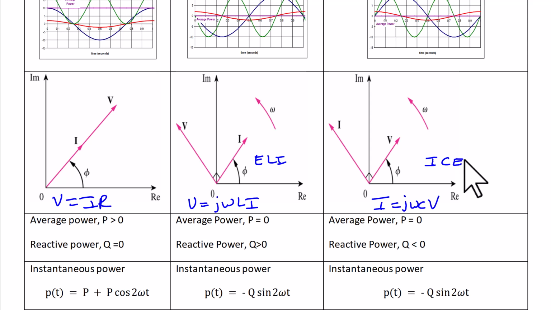So the resistor has an average power, P greater than 0, and the reactive power, Q, is equal to 0. The inductor has an average power, P equals 0, and the reactive power, Q, is greater than 0. And the capacitor has an average power, P is equal to 0, and a reactive power, Q, less than 0. So now the instantaneous power for each of these becomes, for the resistor, p(t) is P plus P cosine 2ωt. For the inductor, p(t) is equal to negative Q sine 2ωt. And for the capacitor, p(t) equals negative Q sine 2ωt.